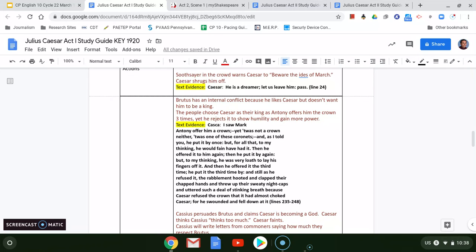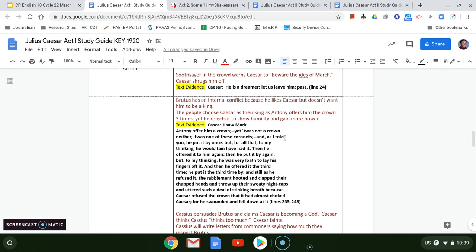And then we see Brutus. And Brutus, again, was a friend and a senator, friend of Caesar, very close to him. And he has an internal conflict because he's thinking aloud and saying, well, you know what? I like Caesar, but I don't want him necessarily to be king. And so the people choose Caesar as their king. And Antony offers him the crown 3 times, but Caesar rejects it. And this is really more to show humility, to gain political power.